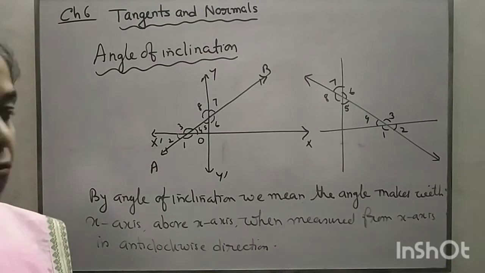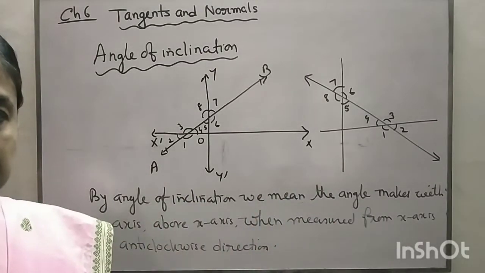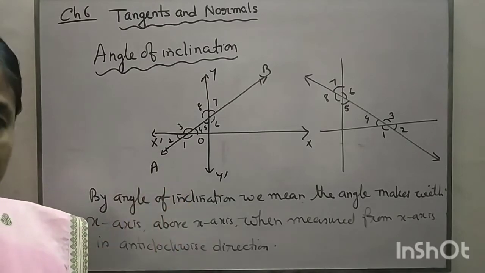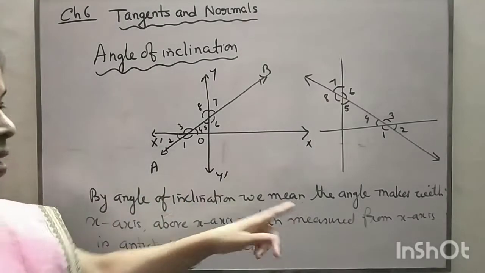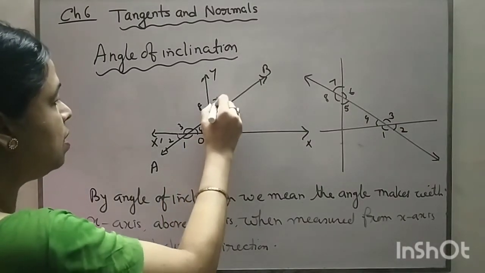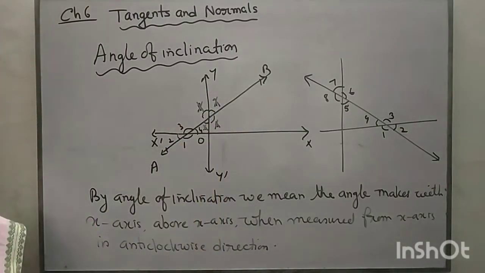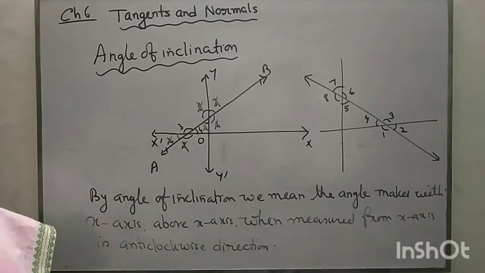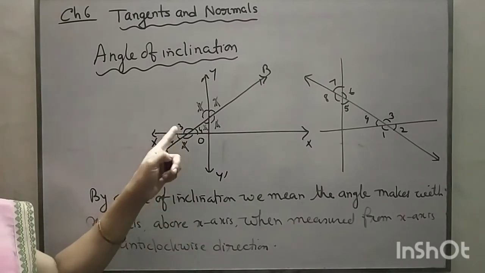By angle of inclination, we mean the angle made with x-axis. Okay, so this line makes 8 different angles with x-axis and y-axis. So by angle of inclination, the first condition is that it makes with x-axis. So these are not angles of inclination, because they do not satisfy the first condition. Then it is above x-axis. So these two are also not angles of inclination for this figure, because these two are below x-axis.